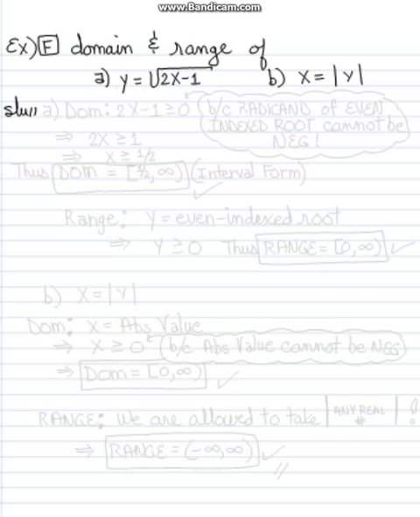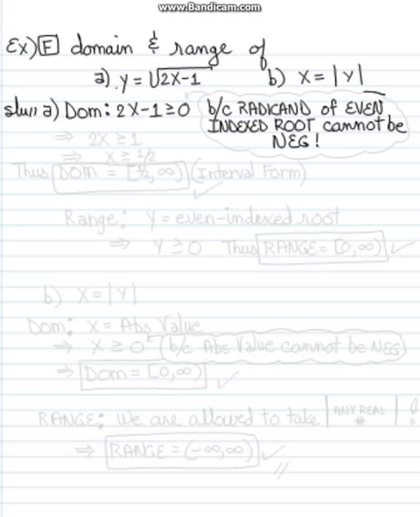So first we'll look at the equation in part A, and what kind of restrictions might we have on the square root of 2x minus 1? Well, that's an even index root, and there's a restriction on what you can take the even index root of. So part A, the domain is equal to, you take the radicand, that's the stuff under the radical sign, and you make sure that it's greater than or equal to 0. You do this because the radicand of an even index root can never be a negative number.